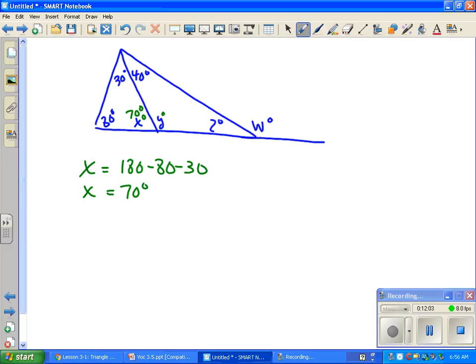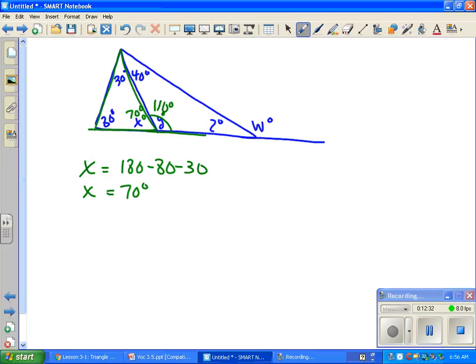But if you look at this picture very carefully, Y happens to be the angle on the outside of the smaller triangle. It's that exterior angle. So I could just add 80 and 30 together and find it's 110. Or I could realize that X and Y add up to 180, subtract 70, and find it's 110. So I can find it more than one way and be able to check my answers.